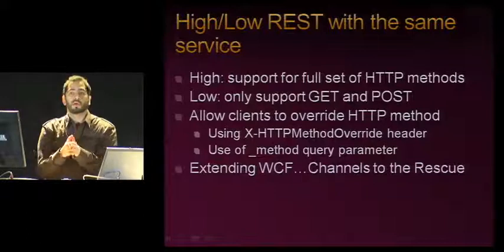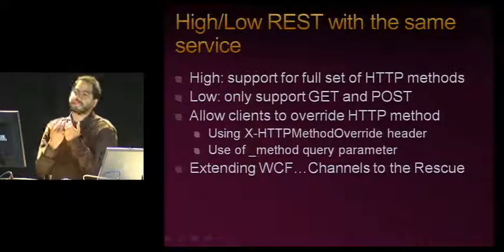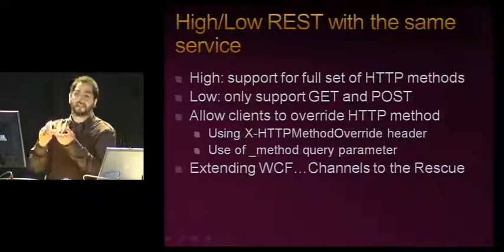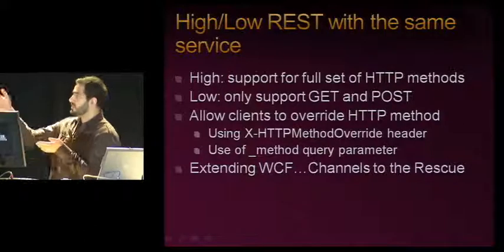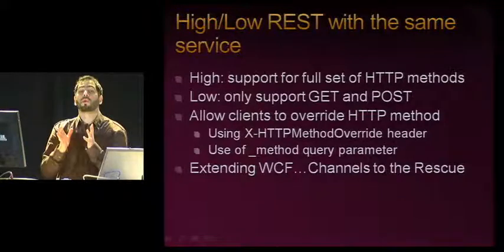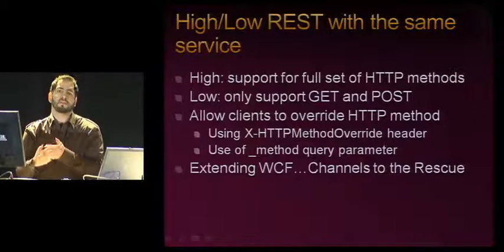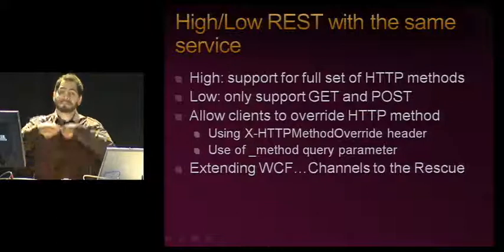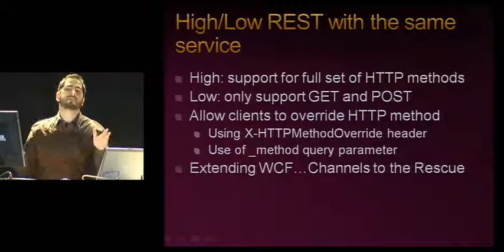What we did here was we created a custom high-low rest channel that will intercept the request and check for this header or this parameter. And if it exists, namely the HTTP method override or the underscore method, then what we'll do is we'll modify the message to have that HTTP method rather than the one that it came on the wire. And what that does, when we pass that message down the channel stack, it reaches our code as if it came in as a put.